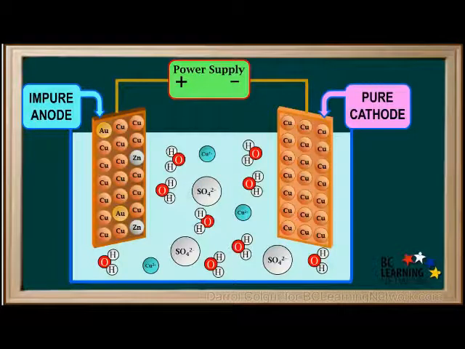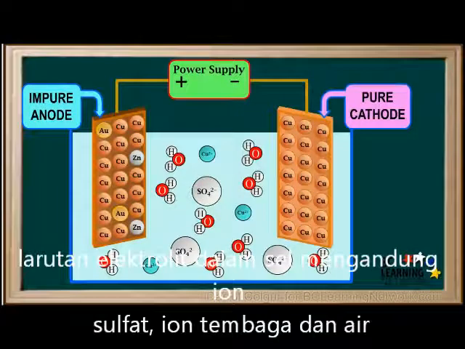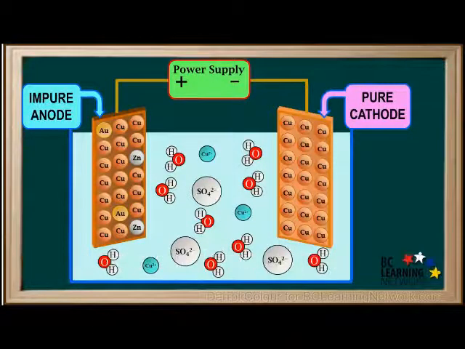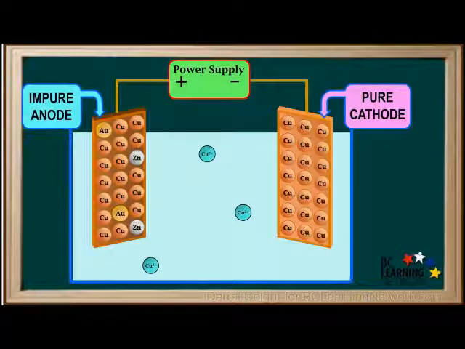We'll add some aqueous copper(II) sulfate to the cell. If we're going to purify copper, we must have Cu2+ cations in the electrolyte. Neither water nor sulfate ions will react in this cell, so we'll remove them from our diagram.